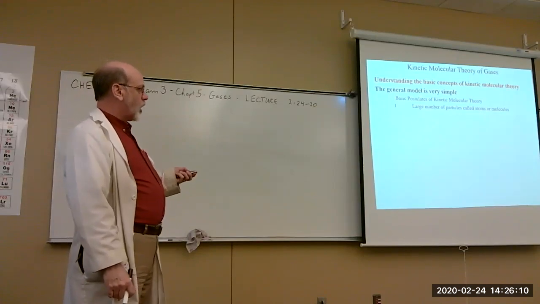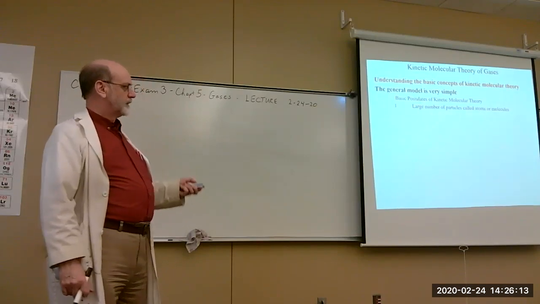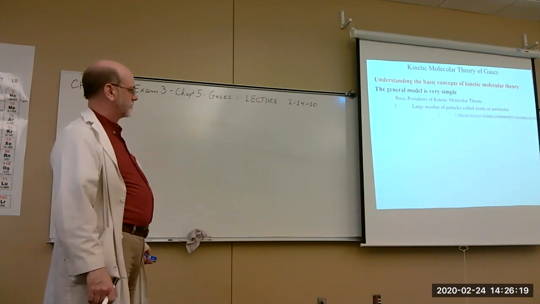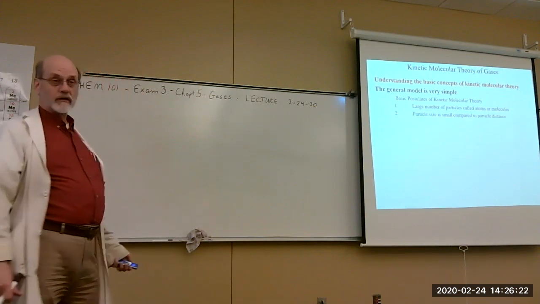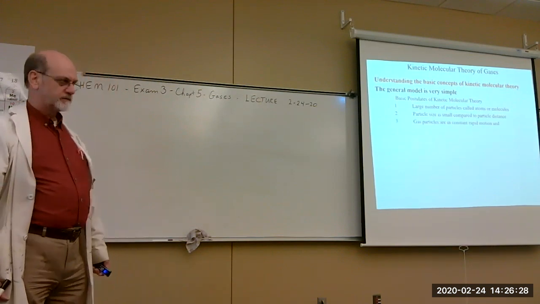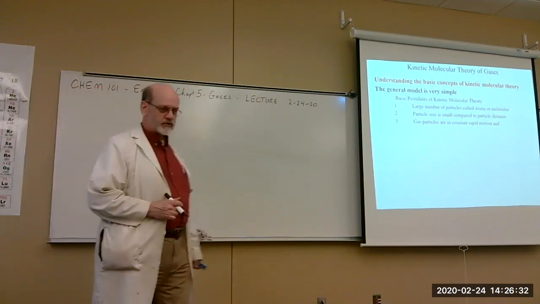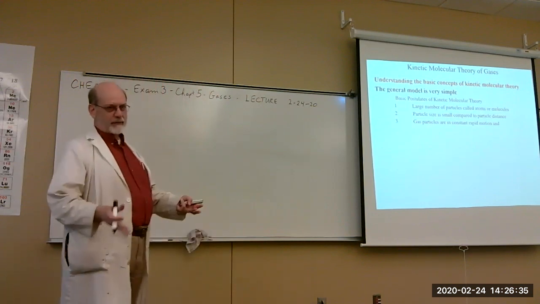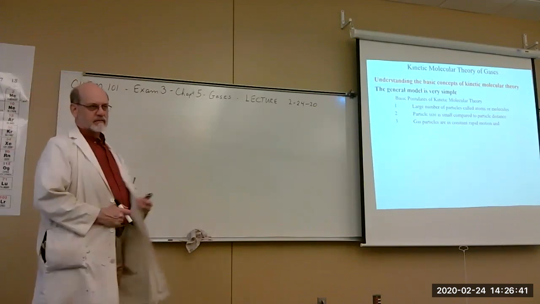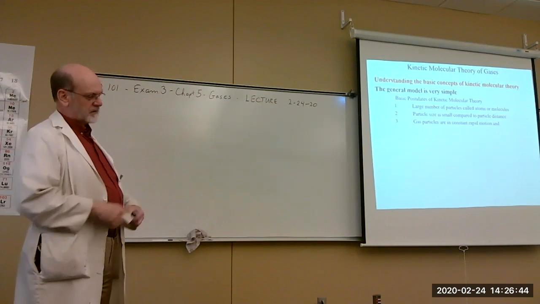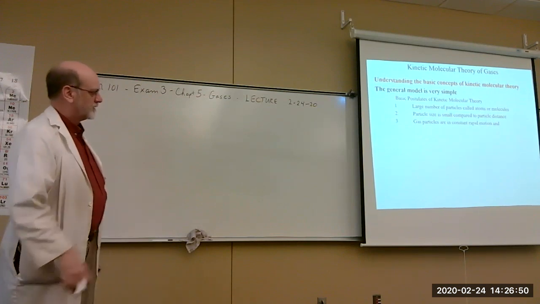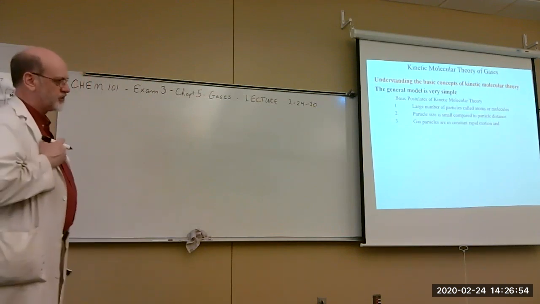So, you have a large number of particles, right? Because they're all moving randomly. We need a lot of particles, and the particle size is small compared to the distance between them. Yeah, we know that. Gas particles are in constant rapid motion. So, when would your gas not be in motion at all? Answer: absolute zero. By the way, we're never going to get there. Not with any large number of molecules. You might be able to stop one or two molecules in their tracks using a carefully positioned laser. But in my opinion, that's sort of cheating.